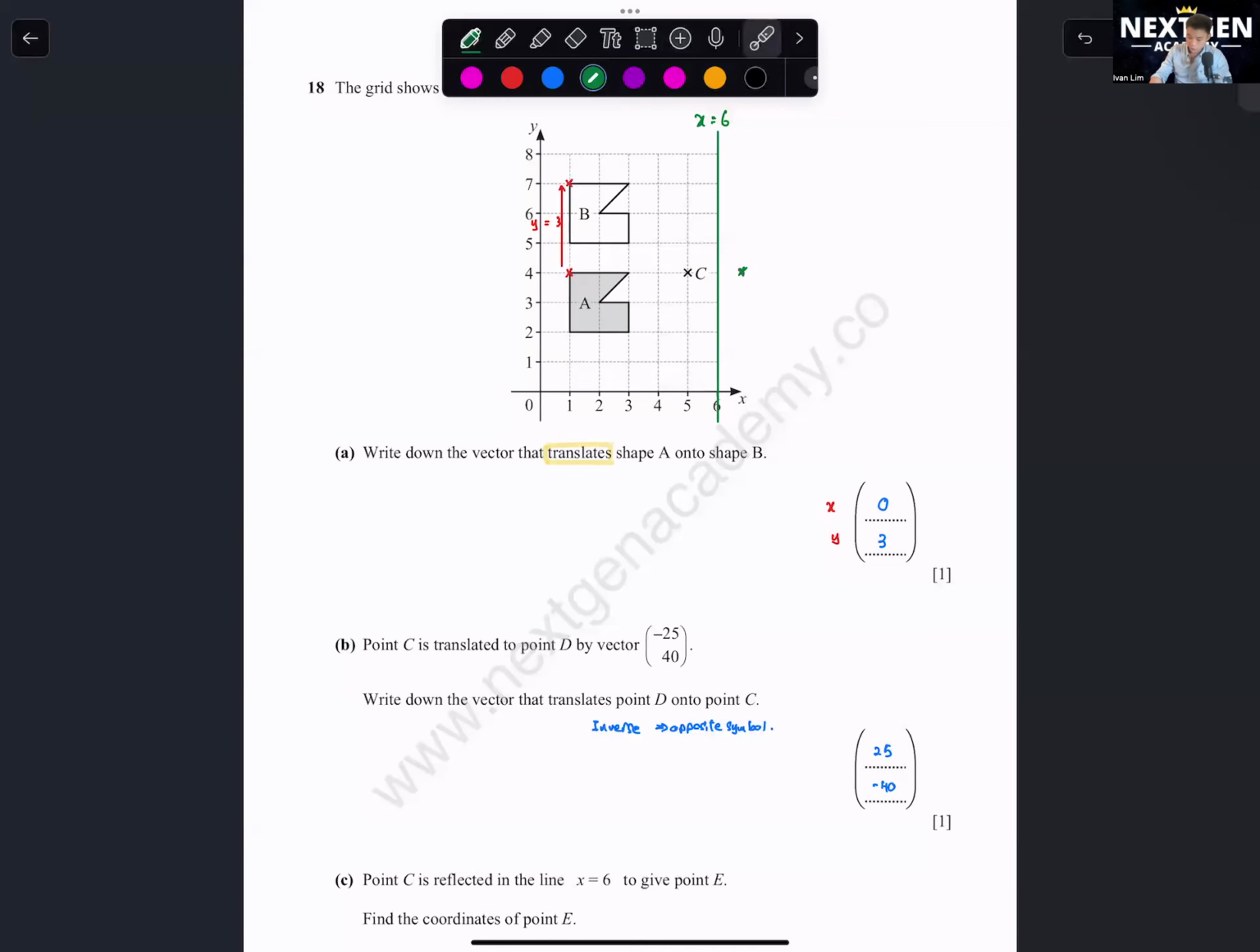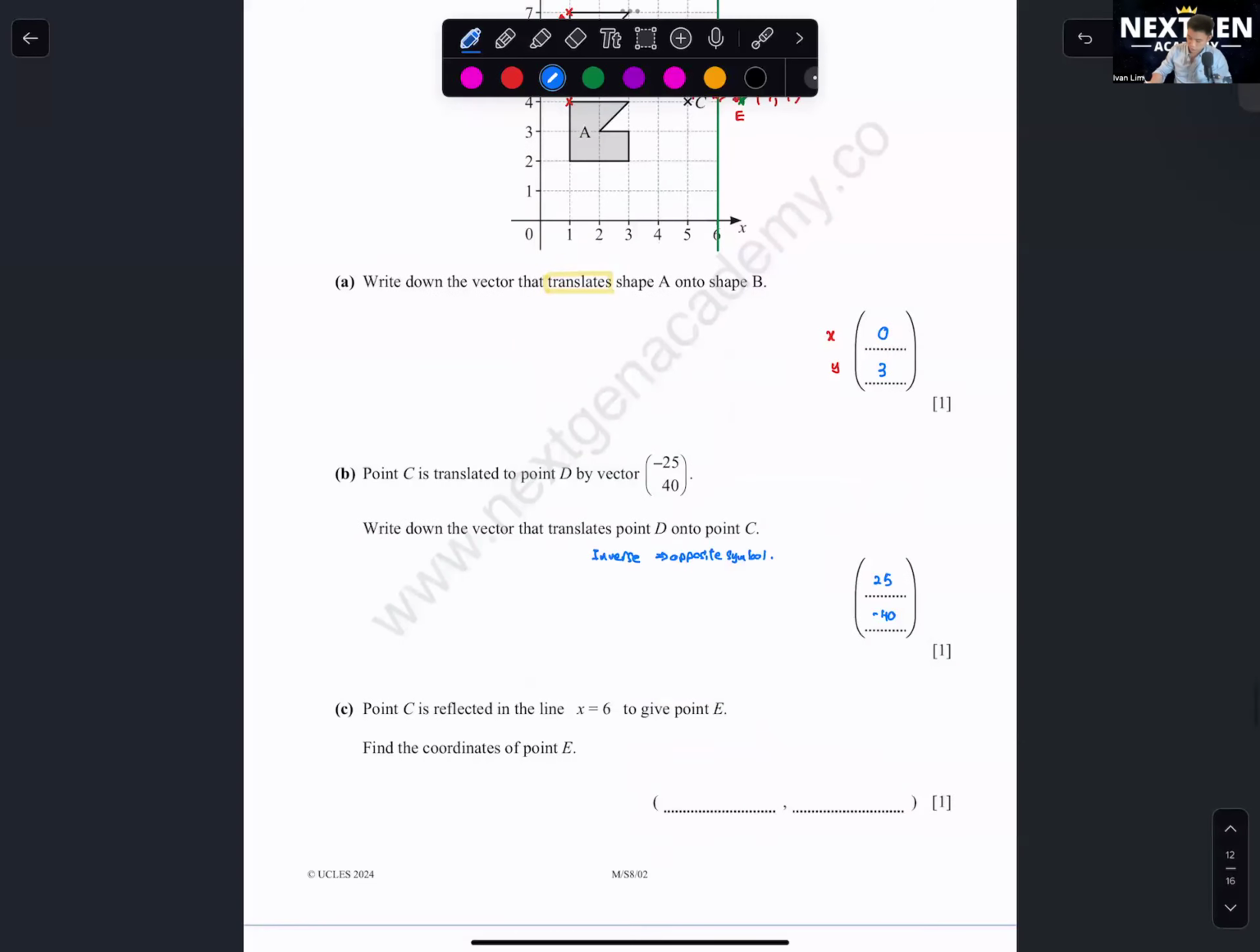Okay, what would be the coordinates of this? So we have to take here, this is one space, then here also move one space. So here 1, here also move 1. So 6 will become 7. This is point E. Then the y will be the same because it's on the same level. So the answer will be 7, 4. Okay, very good.